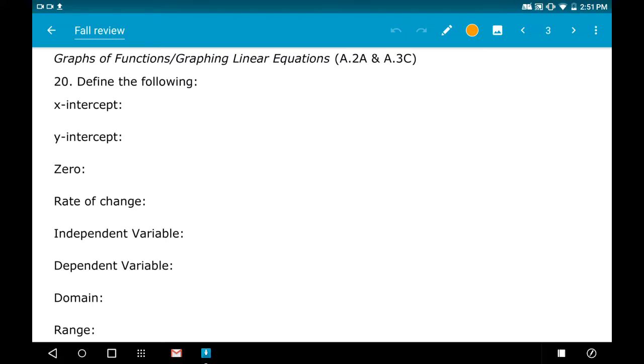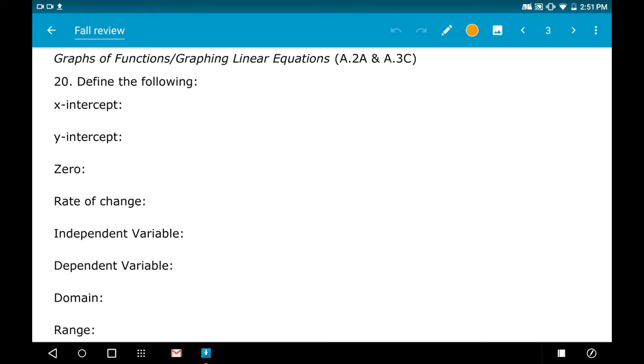Now we have graphs of functions slash graphing linear equations. So with this one, the first problem is a bunch of definitions. I'm not actually going to write these out for you, but I will talk through each of them. So the x-intercept, of course, is where it hits the x-axis.